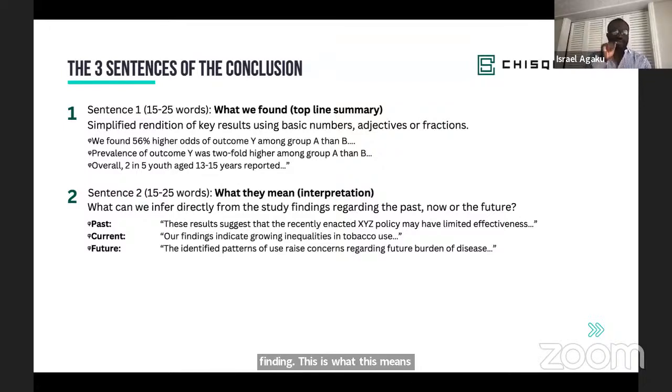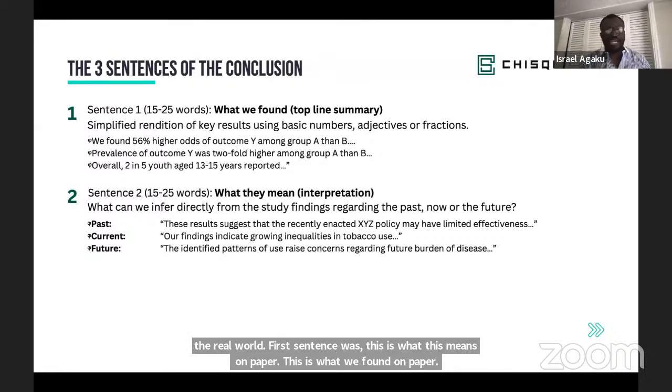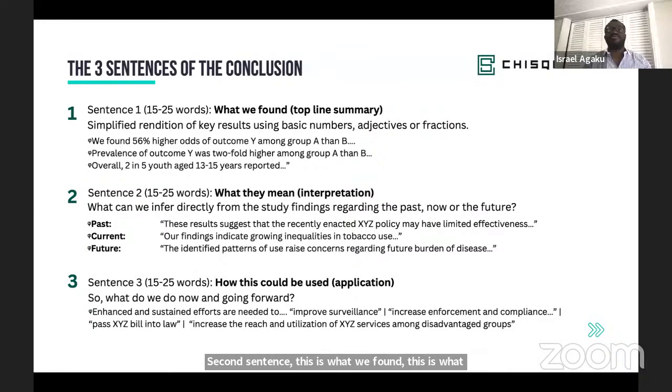The first sentence is, this is what we found on paper. The second sentence is, this is what this means in the real world. And the third sentence is, what do we do with this information? How could this be used? So summarize, interpret, apply. What is the application of this?